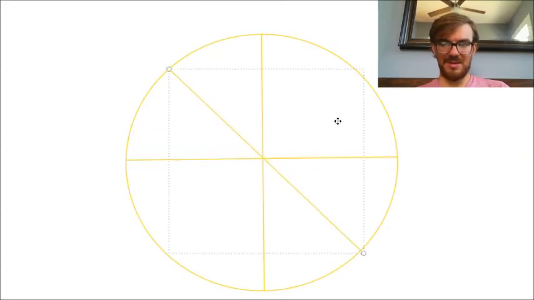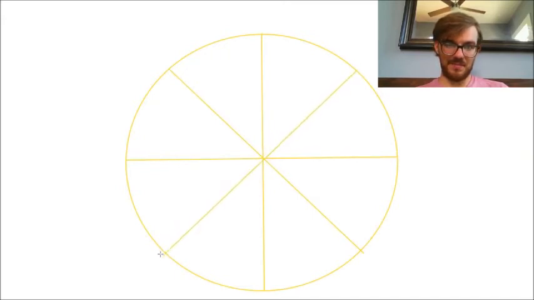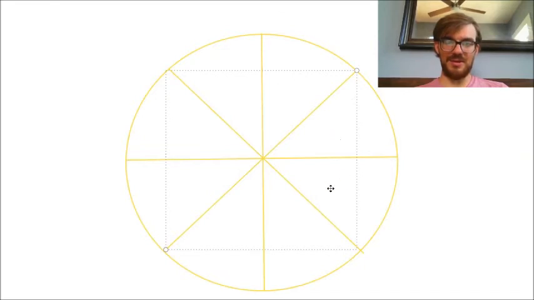And one more slice, like so. Not perfectly even, but that's okay. And now we can see 8 slices here. 1, 2, 3, 4, 5, 6, 7, 8. So now all 8 people can eat pizza.